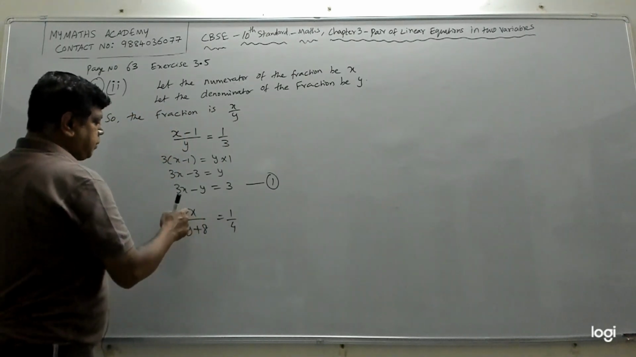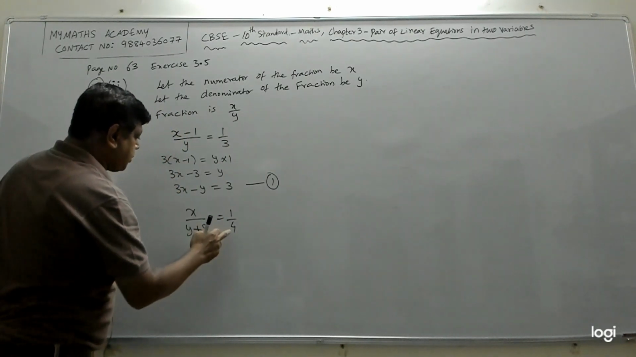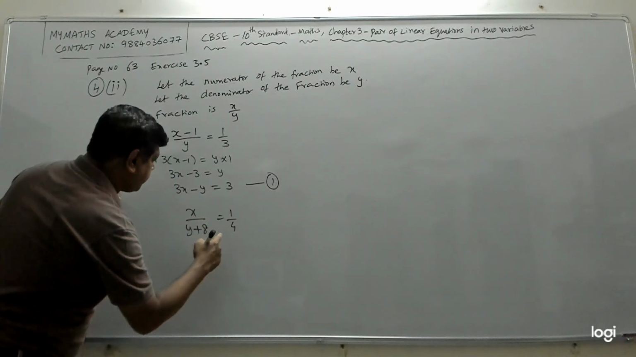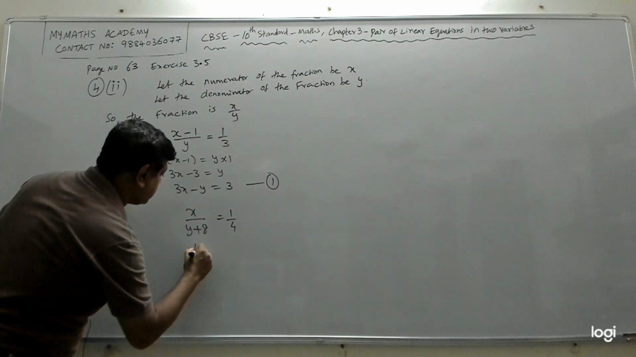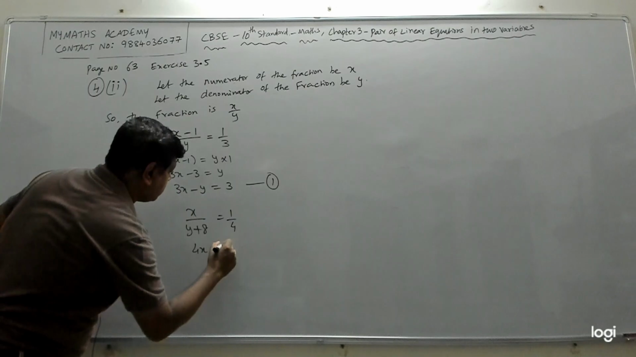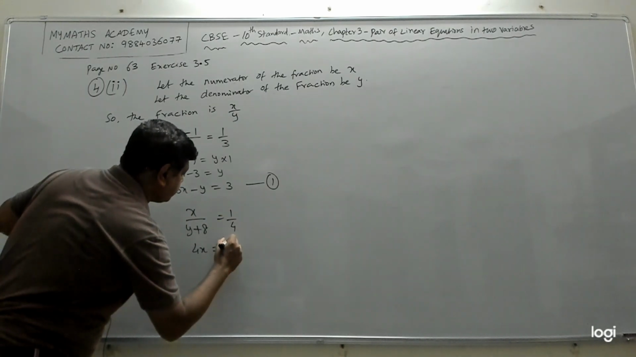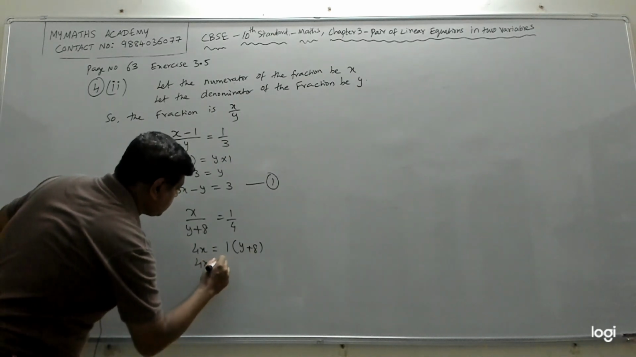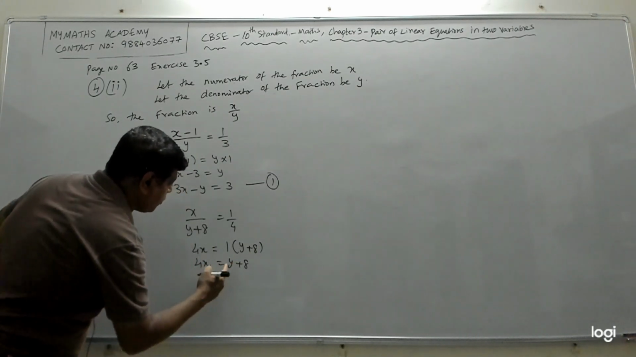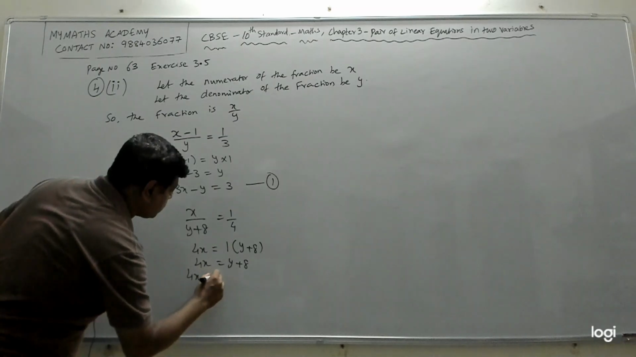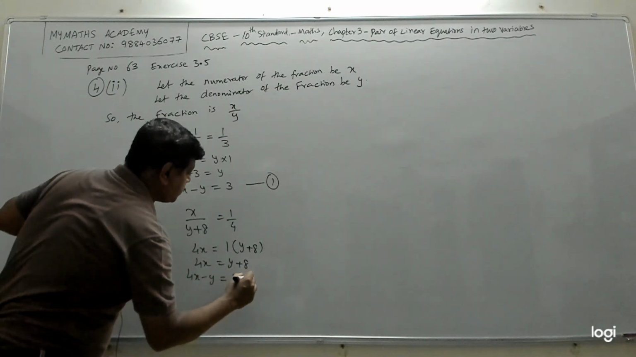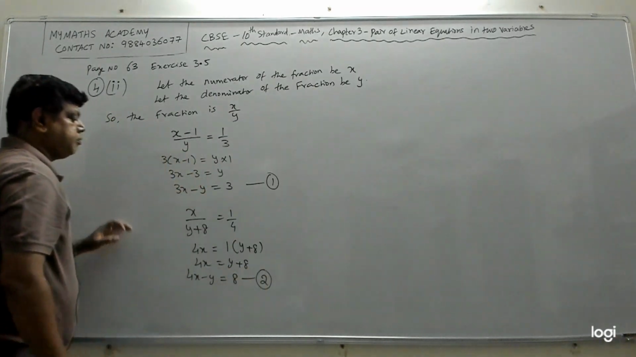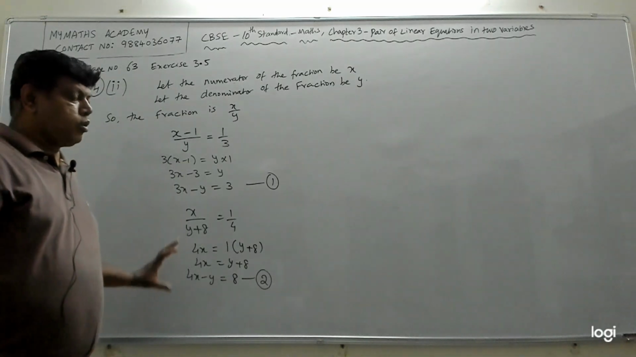Fine, now let's cross multiply. What do we get if we cross multiply? So 4 into x is 4x equal to 1 into y plus 8. So you get 4x is equal to y plus 8. Y will come here. You get 4x minus y equal to 8. So this is equation 2. Now we got two equations.